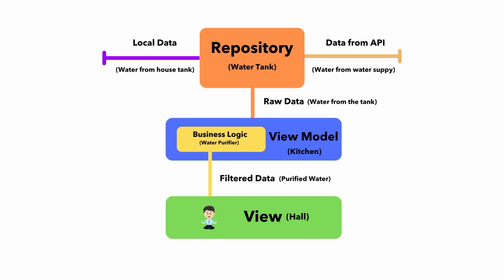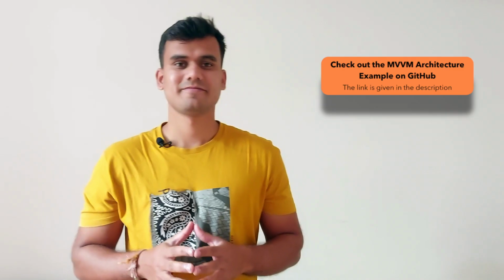Our repository is connected with two data sources. One is local and another is remote. So in our example, our water tank is connected with two data sources. First is local and another is remote.